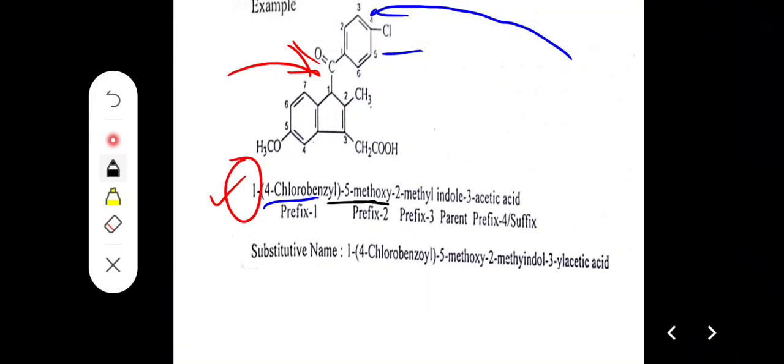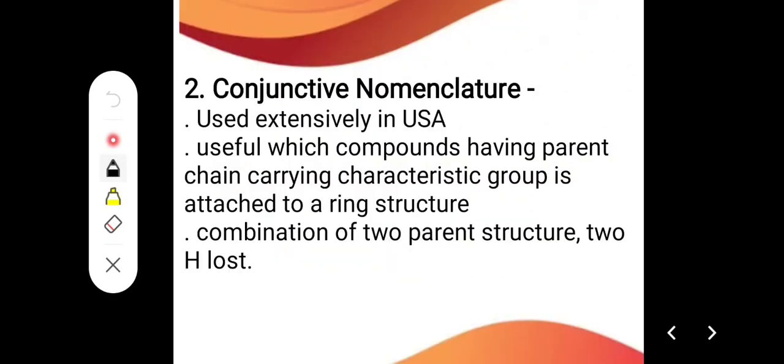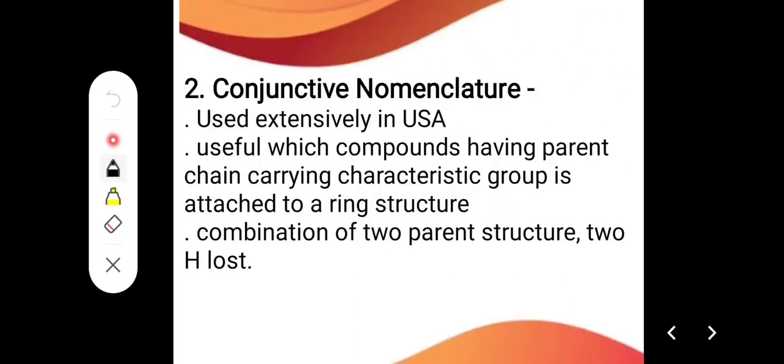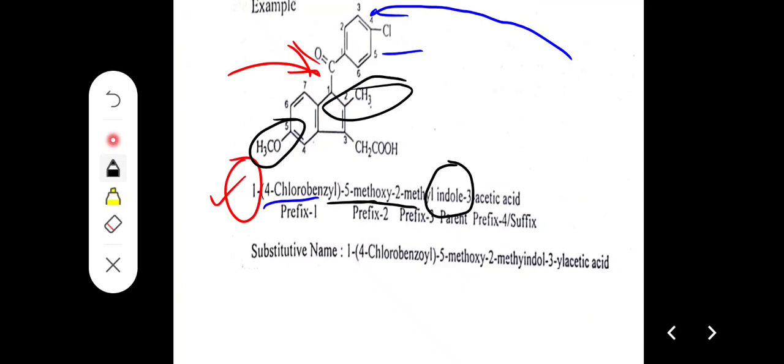5-methoxy-2-methyl means in indole, the 5 position has a methoxy group and the 2 position has a methyl group. There must be one characteristic ring structure, so the ring structure is indole. And the main characteristic group is 3-acetic acid. At that position 3-acetic acid is present.